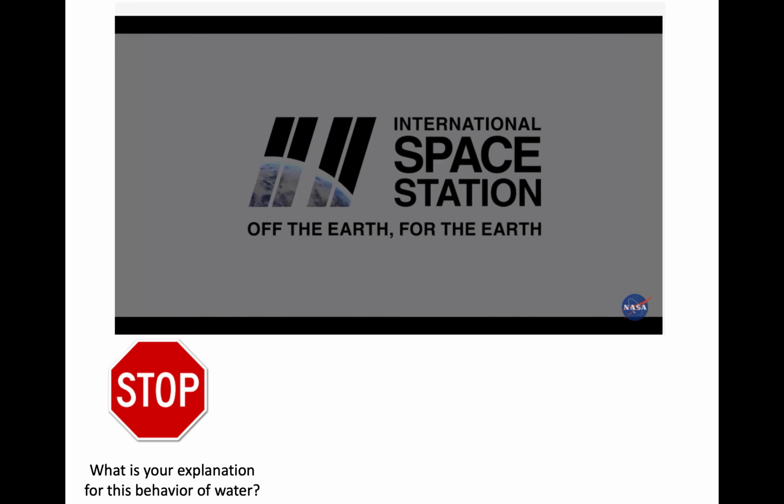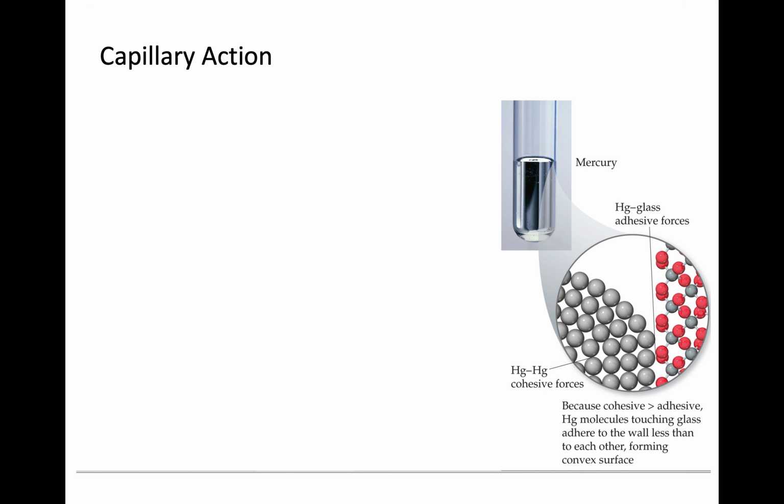So what do you think's going on? One more property is capillary action. Here we see mercury in a test tube. At the particle level, it's showing how the mercury particles are attracted to each other, and they're describing that as a cohesive force, mercury being attracted to other mercury particles. Notice due to the surface tension, it's balling together.